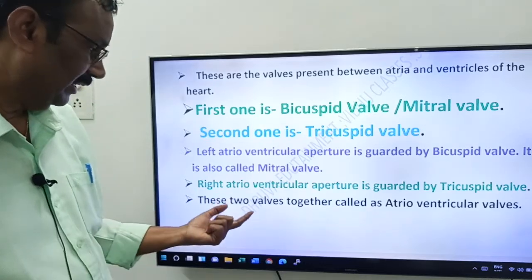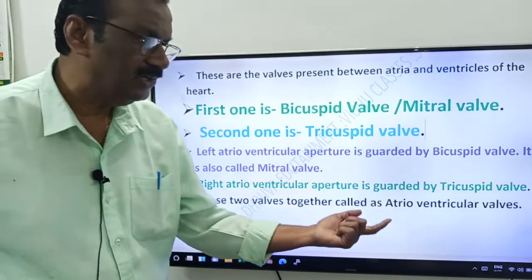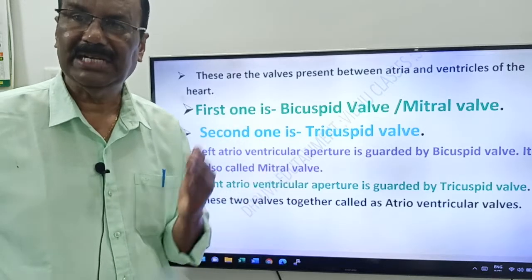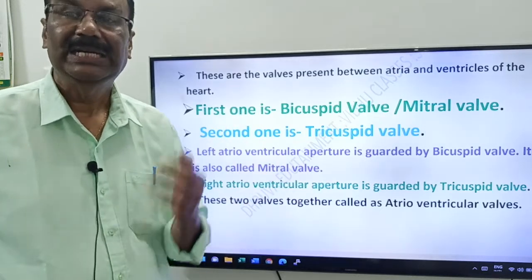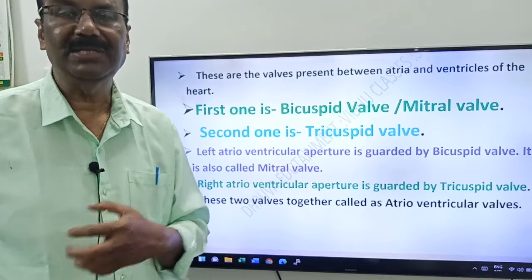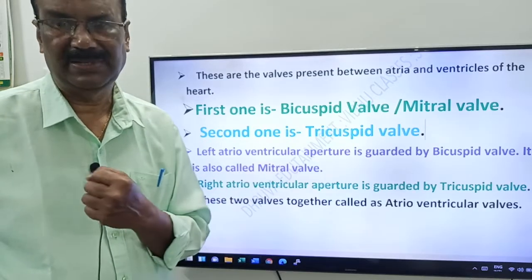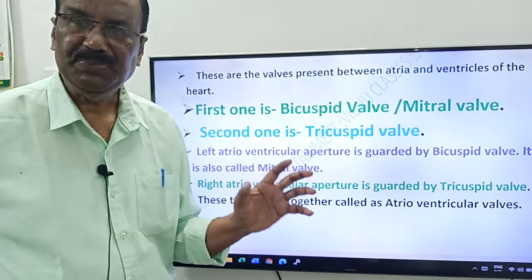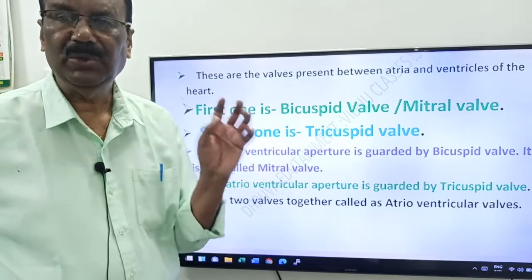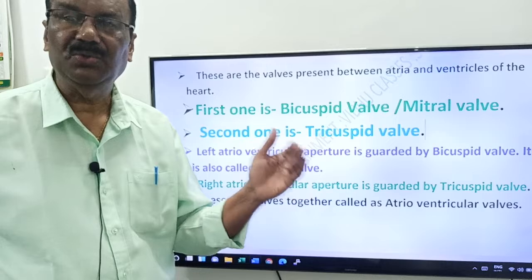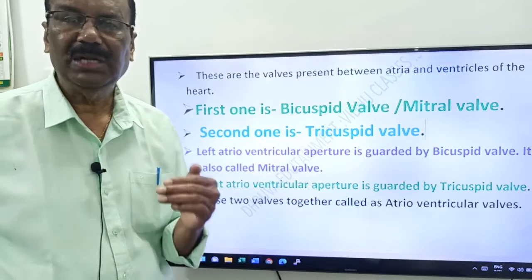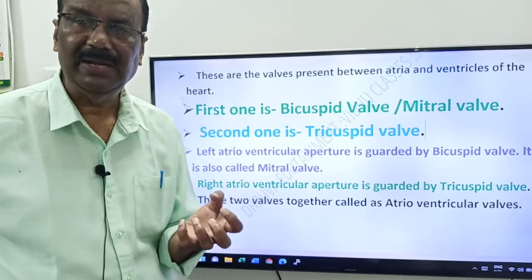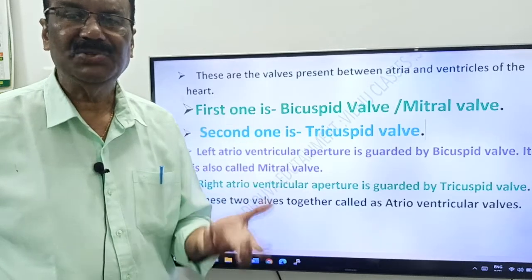So what are these two valves together called, friends? Atrioventricular valves. The tricuspid valve and bicuspid valve together are called atrioventricular valves because they are present between the atria and ventricles. What is the role of these valves? They allow the flow of blood from atria to ventricles only. They won't allow backward flow, meaning they won't allow the flow of blood from ventricles to atria.